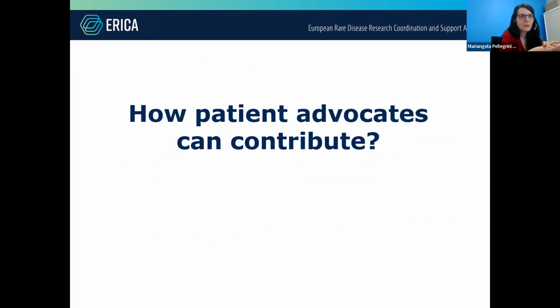So now I pass the floor to my colleague Gavin, who will explain how patient advocates can further contribute to the ERICA project. Thank you.